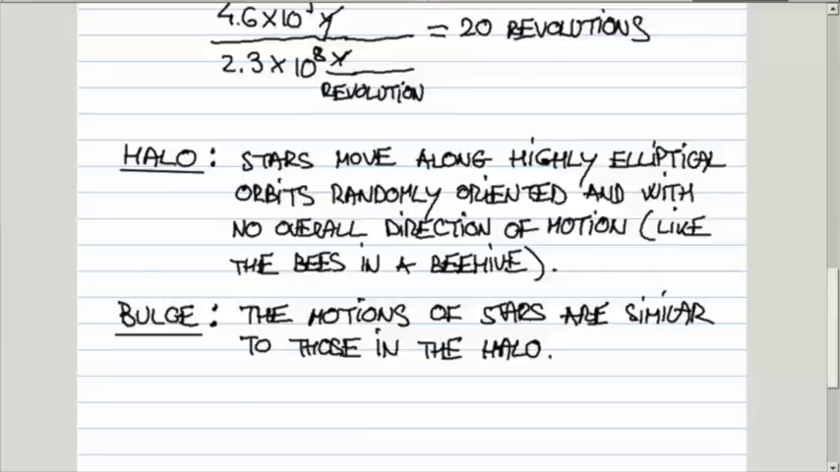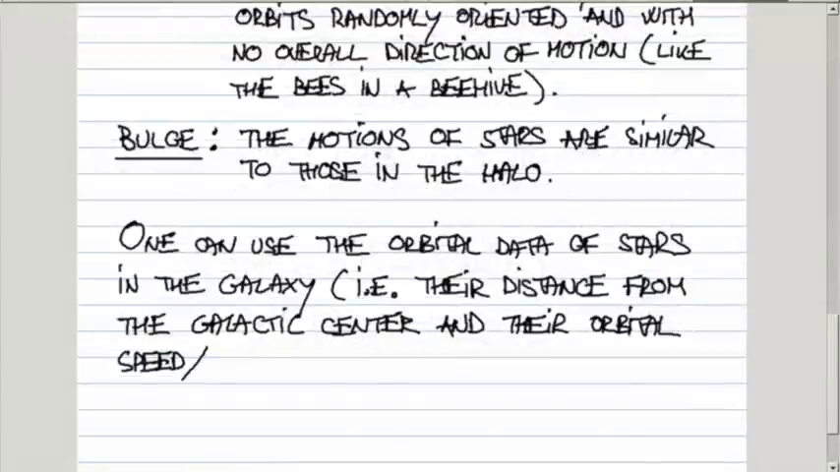Now, one can deduce the mass of a galaxy from the orbital data of its stars by applying essentially the third Kepler's law as formulated by Newton, or period, right? Because if you know the orbital period and you know the radius of the orbit, you can figure out the speed, or the other way around. If you know the radius of the orbit and the speed, you can figure out the orbital period, how long it takes a star to revolve around the sun once.